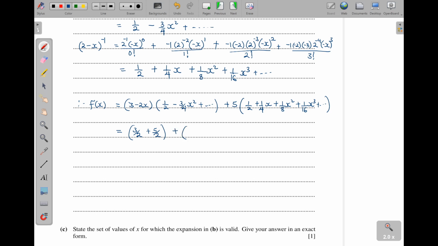Then plus, let's pick out the terms that are going to end in x. So we have this one here, negative 2x times a half, okay? So I'm going to write negative 2x times a half. This one will give us a negative 1, right?